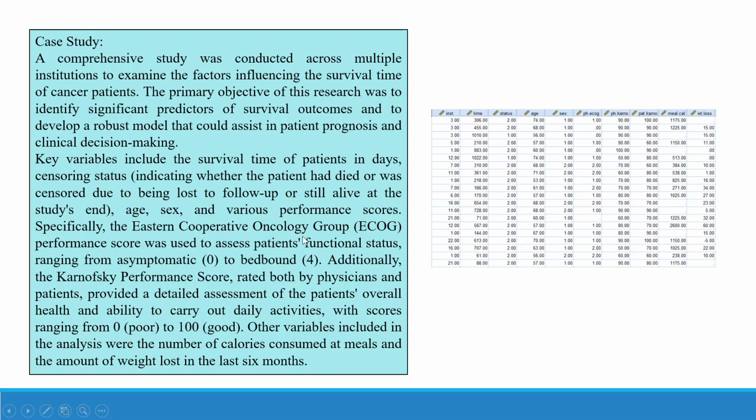Specifically, the Eastern Cooperative Oncology Group's performance score was used to assess patients' functional status, ranging from asymptomatic, that is 0, so here it is, pH ECOG, to bedbound 4. Additionally, the Karnofsky performance score, rated both by physicians and by patients, so here is the score by physician and here is the score by the patient, provided a detailed assessment of the patient's overall health and ability to carry out daily activities, with scores ranging from 0, poor, so here the score is from 0 to 100, 0, poor, to 100, good.